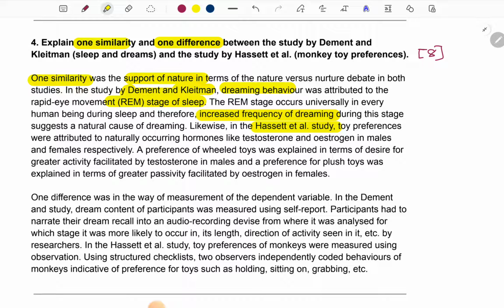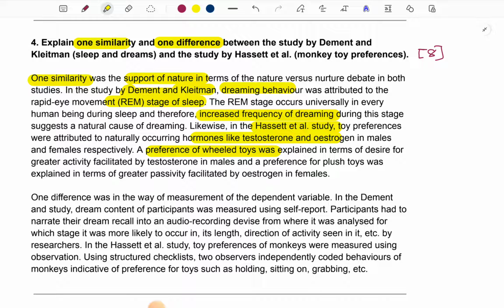How they have supported nature is they've spoken about hormones like testosterone and estrogen, which are naturally released in the human and animal body, as being the reason for toy preferences. And I have further explained why testosterone would increase preference for wheel toys in male monkeys and why estrogen would increase preference for plush toys in female monkeys. So I've been as elaborate as possible. That is the only advice I can give you.